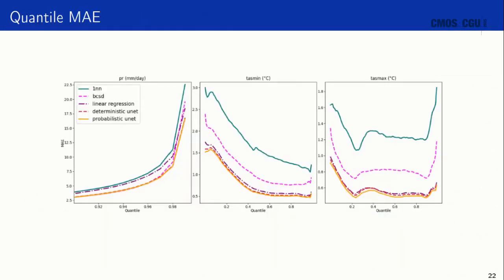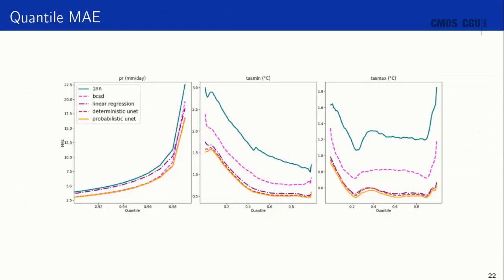Okay, some metrics. The students computed several metrics, but I'm just showing one of them, which is quantile MAE for precipitation, Tmin, Tmax. For precipitation, we're focusing on the higher quantiles, whereas for Tmin and Tmax, we look at the whole range. We compare several ways to perform the downscaling. 1NN is 1 nearest neighbor, so just a very rough interpolation. BCSD is widely used. It stands for bias correction spatial disaggregation in the climate community. I insisted on having linear regression as a comparison, and we have a deterministic and a probabilistic U-Net.